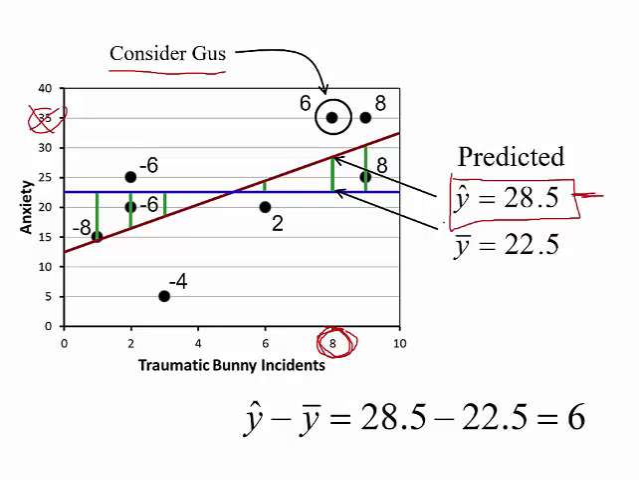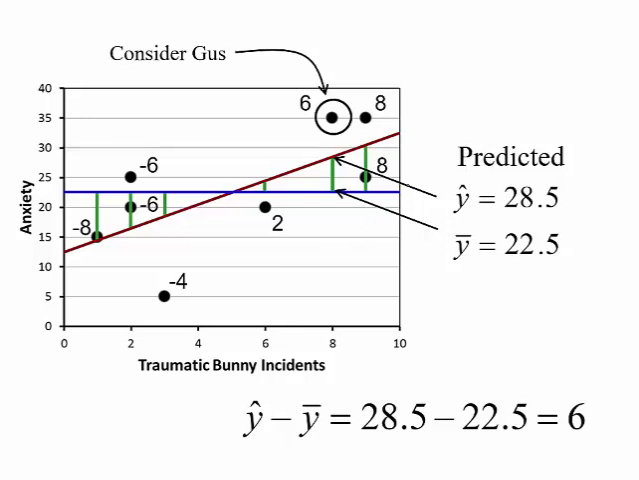Now we want to ask, what is the difference between predicted Y and the mean of Y? So we go from the red line to the blue line. The difference between the red line and the blue line is 6 units: 28.5 minus 22.5 is 6. So there are 6 units of difference between the predicted value and the mean of y.